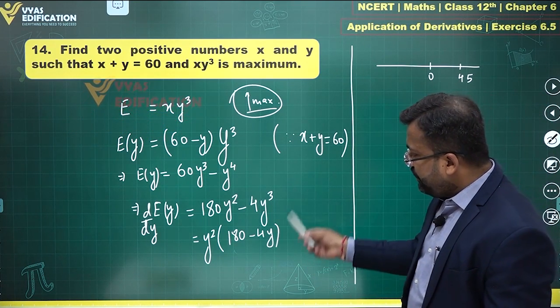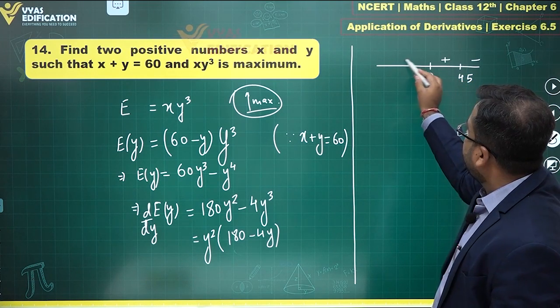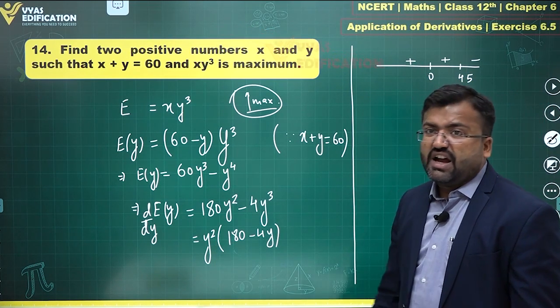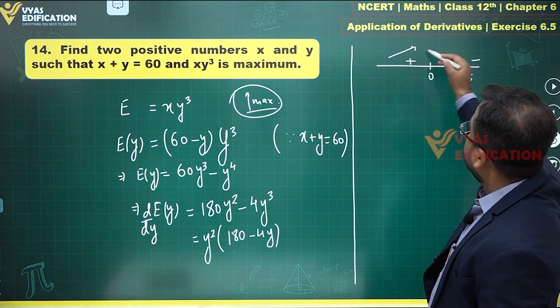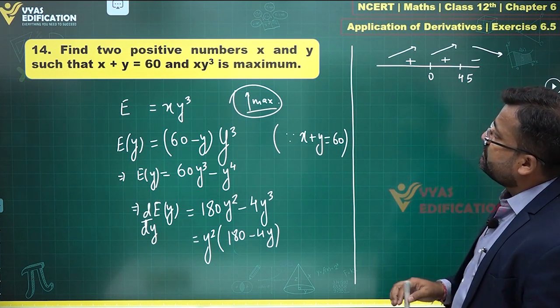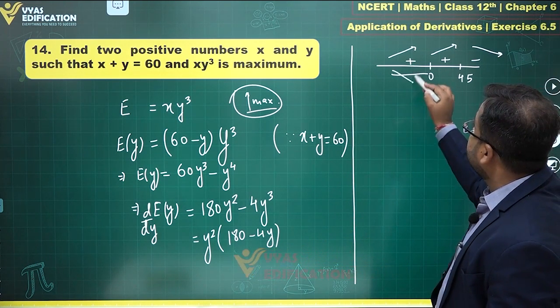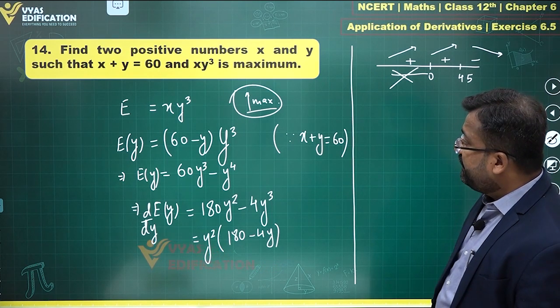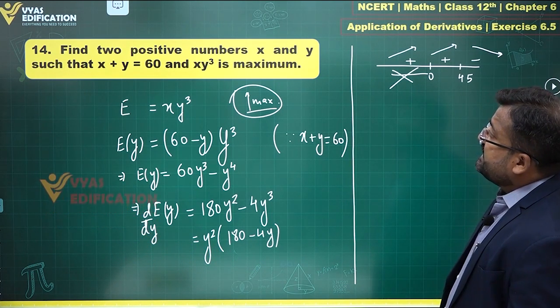Beyond 45 this will be negative. Before 45 this is positive, and around 0 it is also positive, since at 0 there is no sign change because of that y square. So the function increases and then decreases. That's what you're interested in. Two positive numbers, so you're not supposed to go in the negative region anyhow. We are only dealing with positive numbers; y cannot be negative. And this is the maximum.